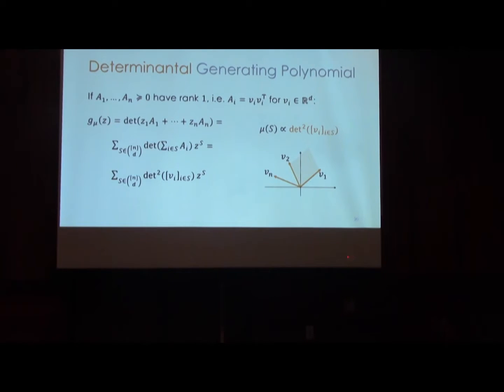So here's the picture. I have these vectors, and I choose a subset of size d of them. So here d is equal to 2. So I choose a subset of size 2, and the probability of choosing that subset of size 2 is going to be proportional to this volume squared.